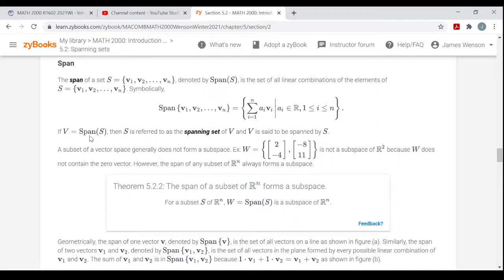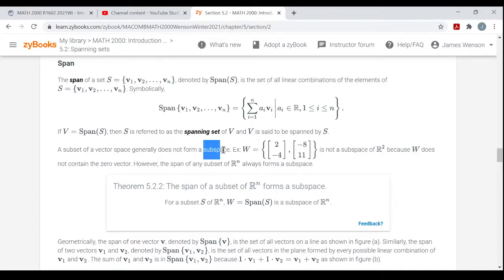So when you say a set V equals the span of set S, all that means is that every vector in V can be written as a linear combination of vectors in set S, because that's what the span of S is. The span of S is all possible linear combinations of the vectors in set S. Okay.